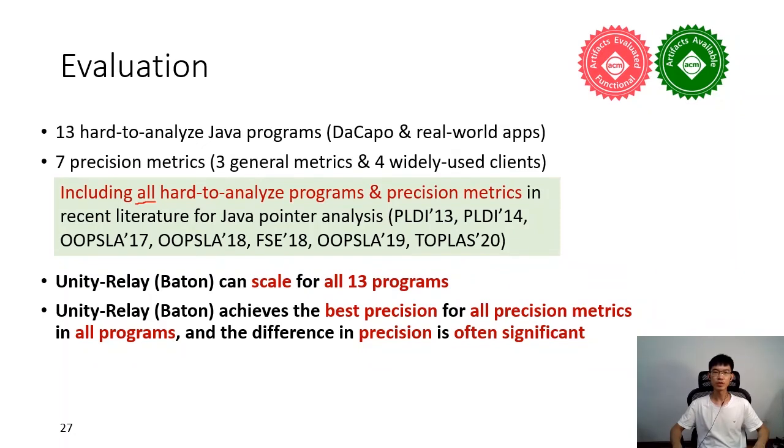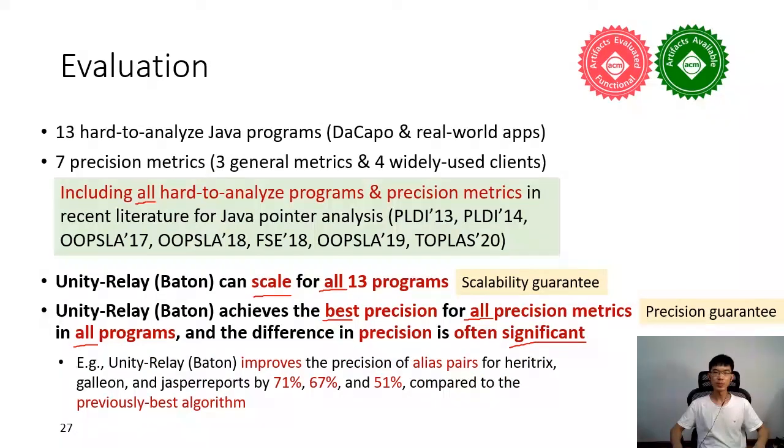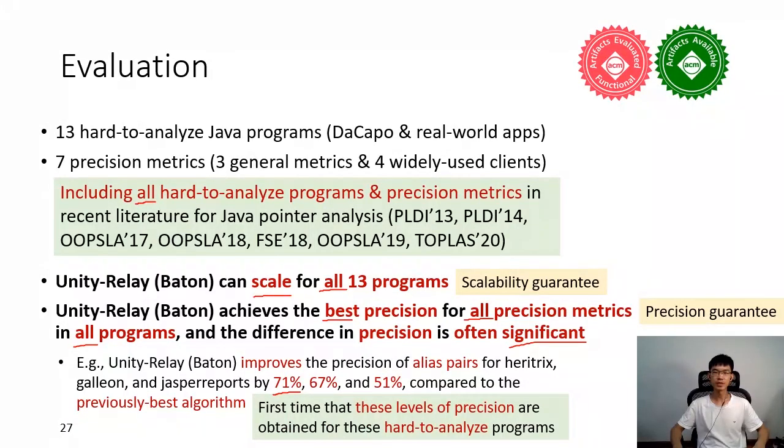In summary, Baton can scale for all 30 programs, which validates the scalability guarantee, and it achieves the best precision for all precision metrics in all programs, which validates the precision guarantee, and the difference in precision is often significant. For example, Baton improved the precision of alias pairs, one of the 7 precision metrics, for programs Heritrix, Galleon, and Jasper reports by more than 50% and up to 71%, compared to the previously best algorithm. It is the first time that these levels of precision are obtained for these hard-to-analyze programs.